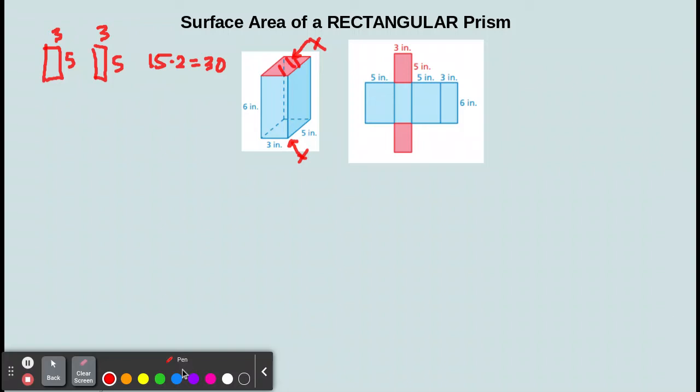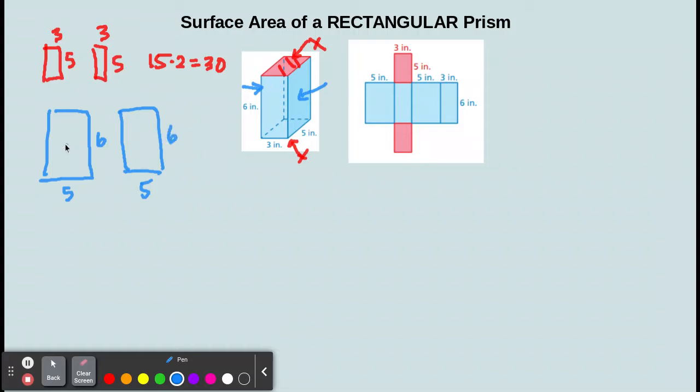Okay, now let's take care of this big side and the big side on the other side there. We see that there's 2 of them. We have 5 at the bottom and it's 6 inches tall. We have 2 of them. 5 times 6 is 30. So 30 times 2 equals 60.